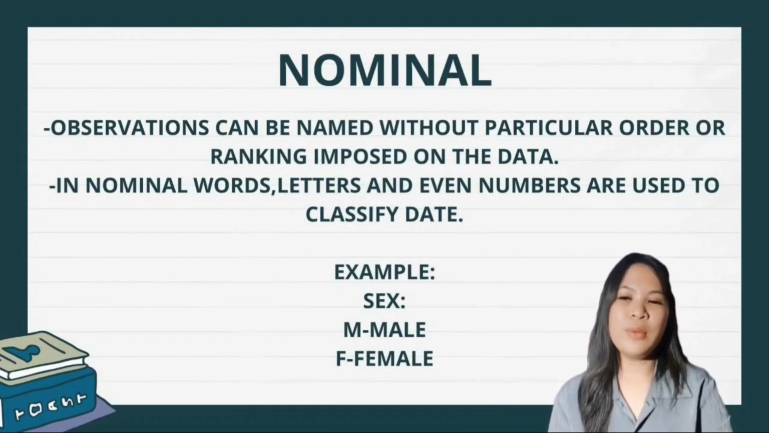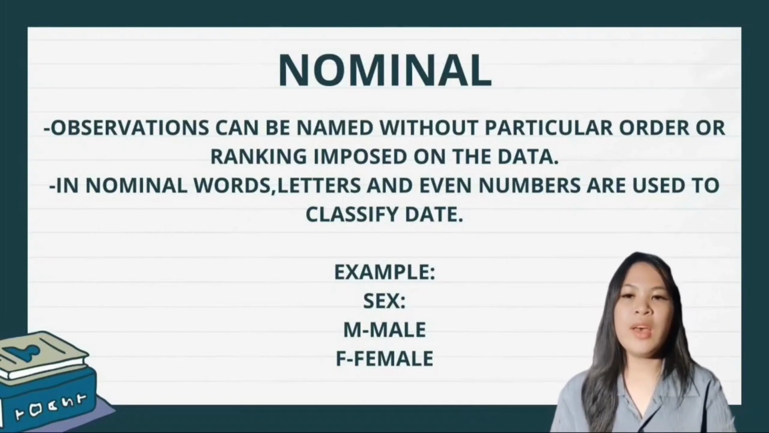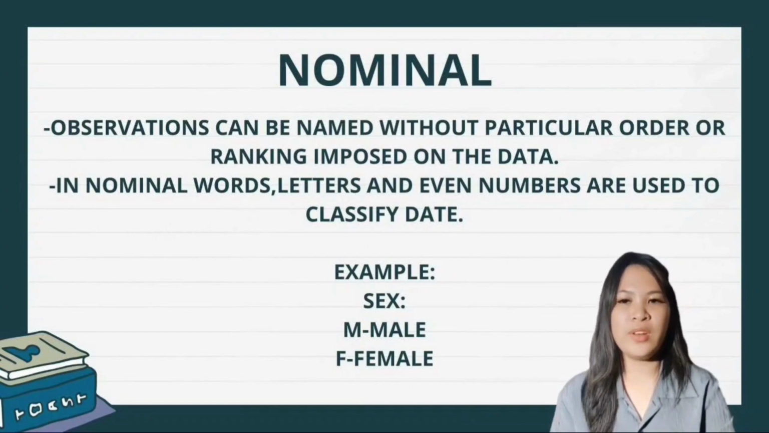So when we say nominal level, observations can be named without particular order or ranking imposed on the data. In nominal, words, letters, and even numbers are used to classify data. Here, we are only after naming the data and don't include any form of order or ranking. Just like for this example, the sex, we have the male and female. As you can see, we are only naming or categorizing it whether they are male or female.